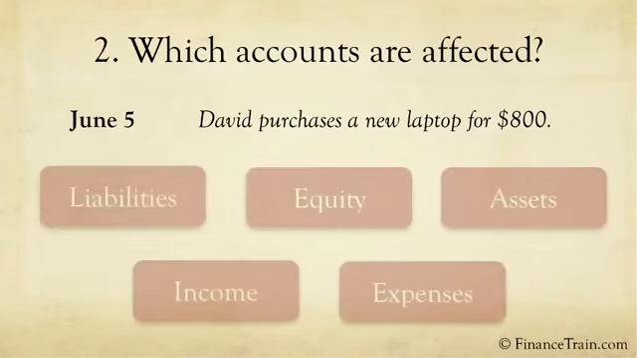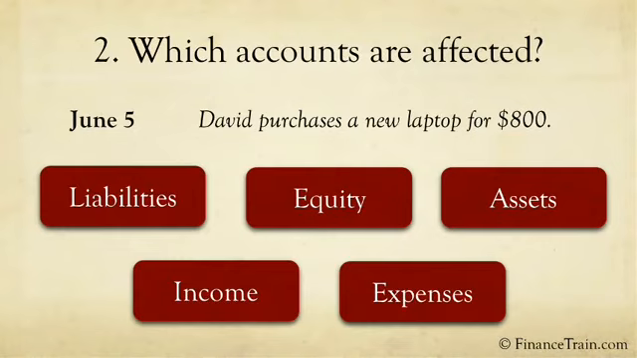Let's now look at how the different accounts are affected. Liabilities. In this transaction, tangible items are exchanged, which does not affect any of the liability accounts. Owner's equity. Since the owner has not withdrawn any cash nor invested any money in the business, the owner's equity accounts are also not affected.